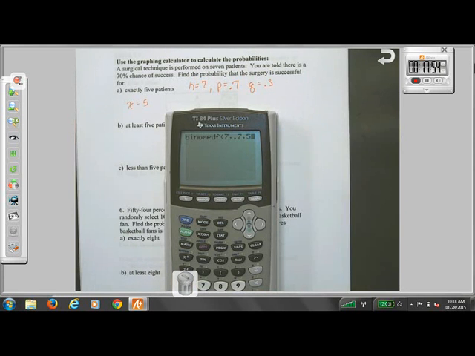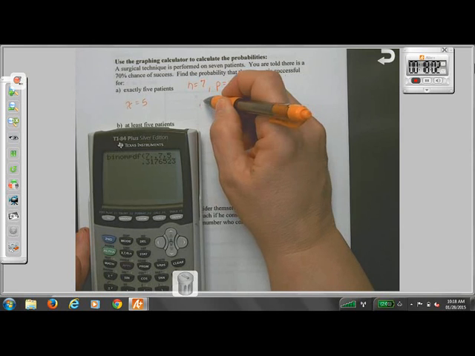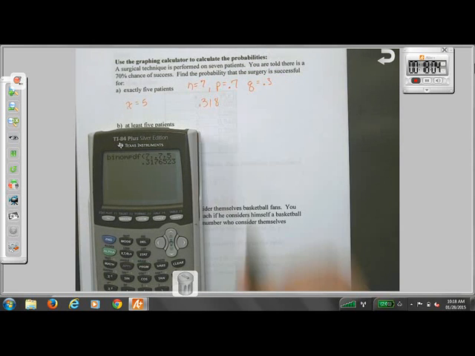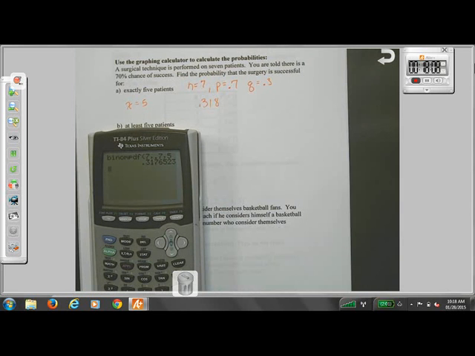So hit enter, and we get 0.318 rounded to the thousandths place, 0.318, or 3 significant digits. If you know how to do this on the calculator, these things become very simple. Can be very, very simple.